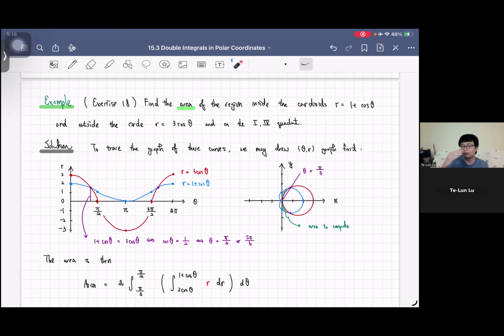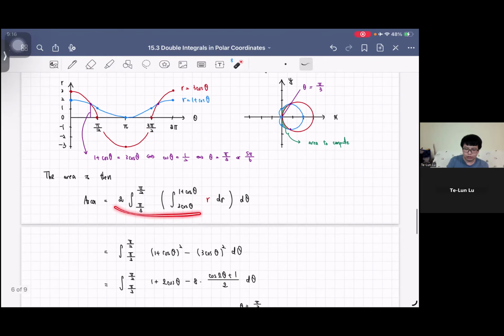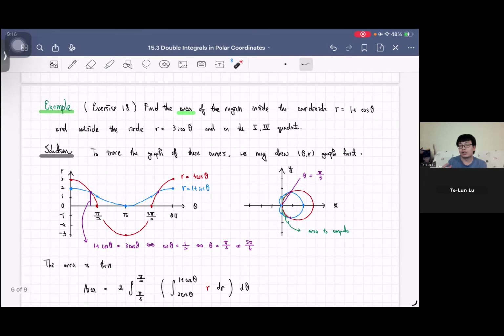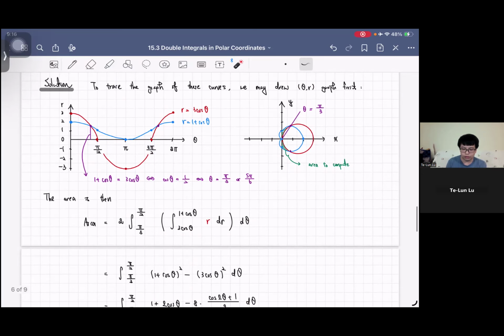We want to be below the blue curve and above the red curve. So it is this part and this part, in particular in the first and the fourth quadrant. So the only thing you have to solve is actually the boundary points, which are pi over 3 and pi over 2. After solving those, you can simply write down the integral. You don't really have to draw this graph, but this is obviously important for understanding. So try to do as many problems as you can in the area part of section 15.3. It is very useful to use polar coordinates to evaluate areas for polar curves.